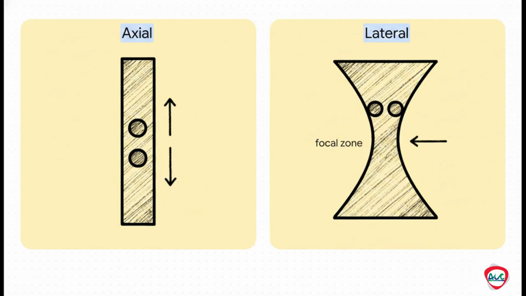Second is lateral resolution. This is your side-to-side detail, perpendicular to the beam. Lateral resolution depends entirely on the width of your beam, and your beam is at its absolute narrowest and finest right at your focal zone.